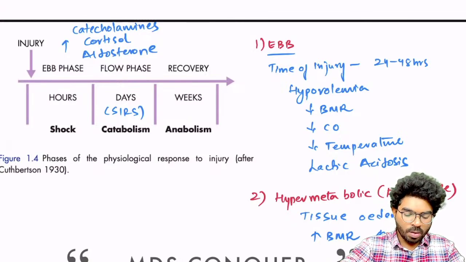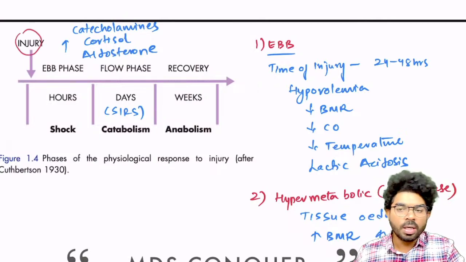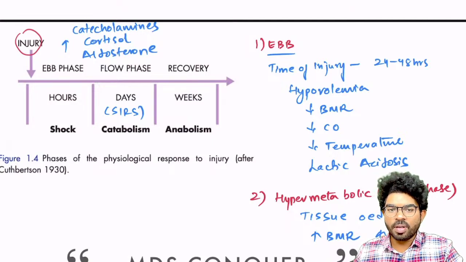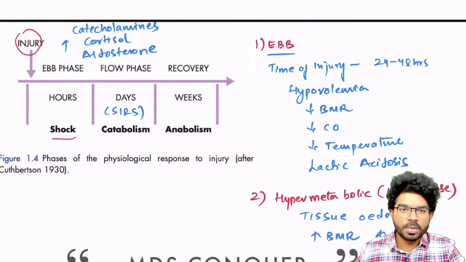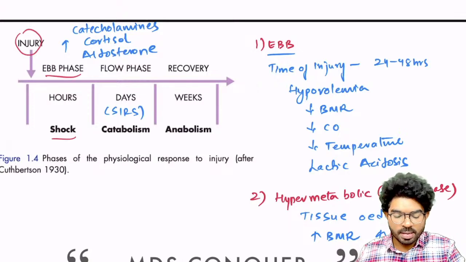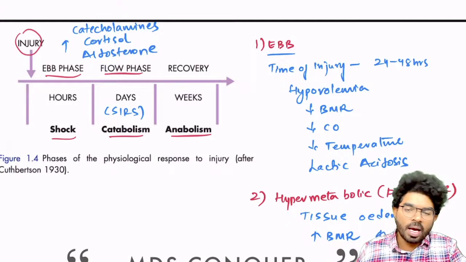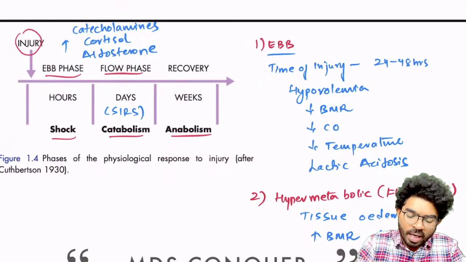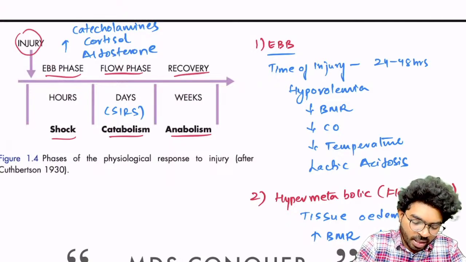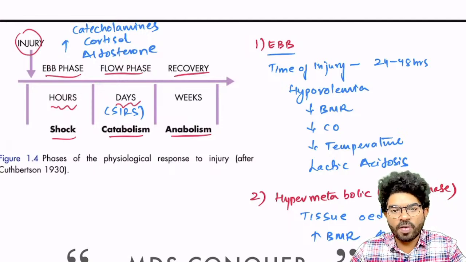So when you have injury, after injury there are some physiological phases that are going to occur in the body. The first one is shock, which occurs in your EBB phase, followed by catabolism and anabolism, which is basically the flow phase, divided into catabolic phase and anabolic phase. And finally, recovery is going to occur. Within a few hours after injury, it is the EBB phase. Within a few days after injury, it is the flow phase. And after a few weeks, you get recovery from that.